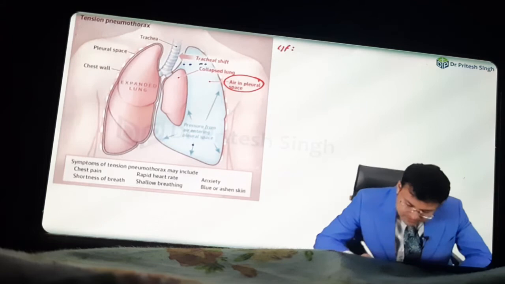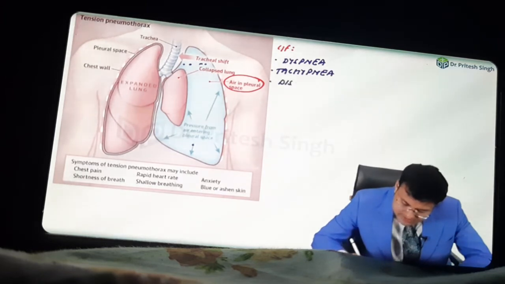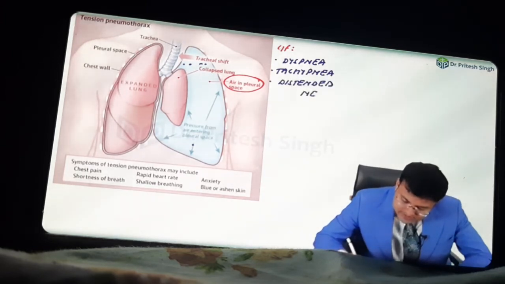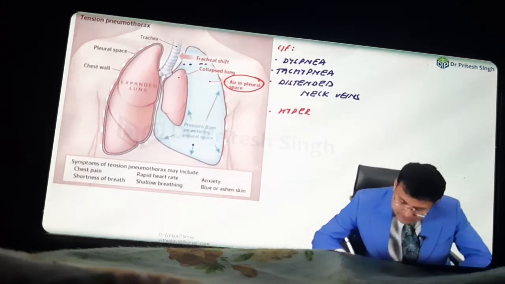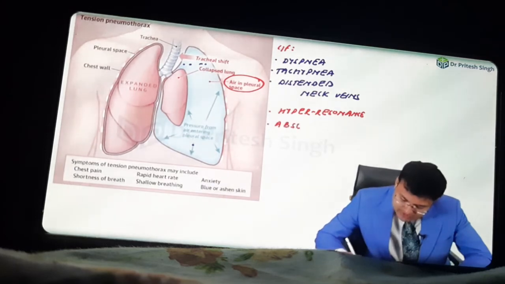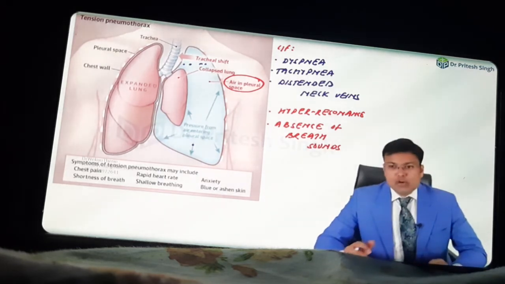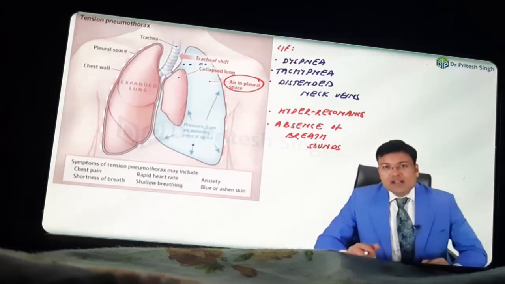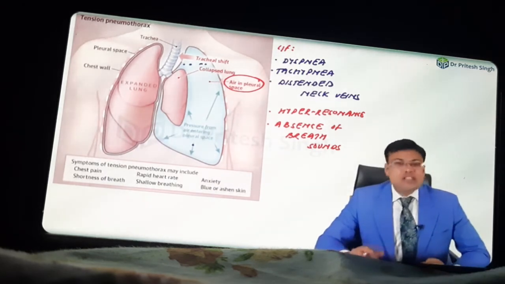So clinical findings in tension pneumothorax: there is dyspnea, tachypnea, distended neck veins, and on percussion there is hyperresonance over the affected hemithorax, and on auscultation there is absence of breath sounds. Similar findings are there in cardiac tamponade also, but dyspnea and tachypnea are not that marked, there is no hyperresonance and no absence of breath sounds, but distended neck veins are there. I'll discuss it separately. So these are the clinical findings of tension pneumothorax.